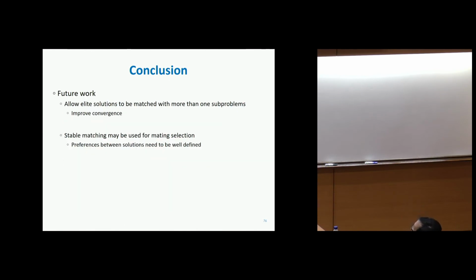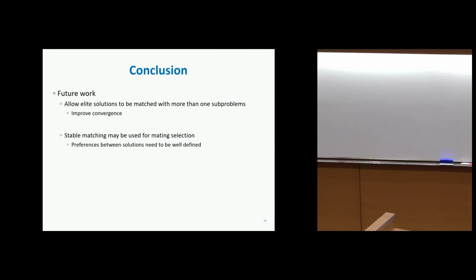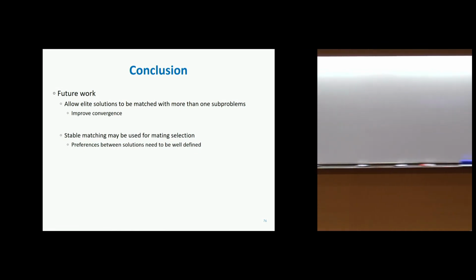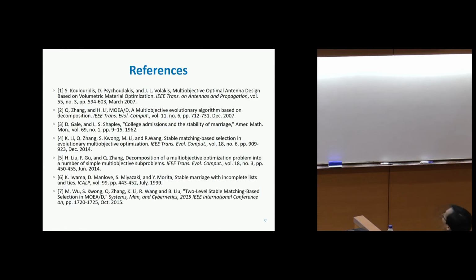So what is the future work? We're still thinking of allowing a unique solution to be matched with more than one subproblem. That will improve the convergence, and we will also work on the preferences. In order to make this work, in many evolutionary algorithms, in my personal opinion, the objective function is very important because it is very costly as well. Every round we have to go through the objective measurement. So those are the references.